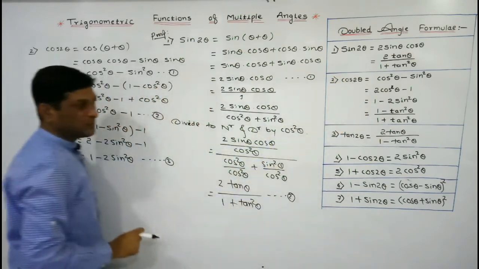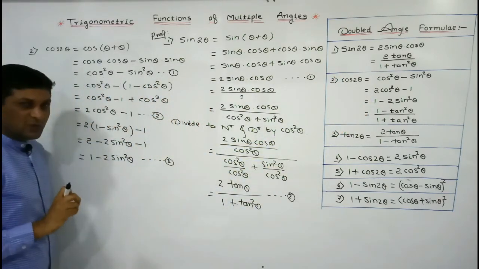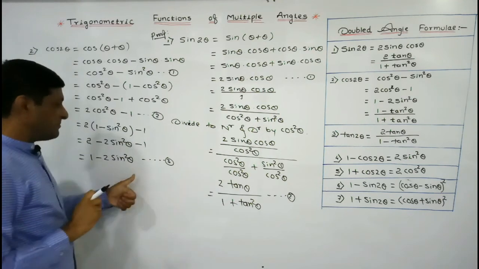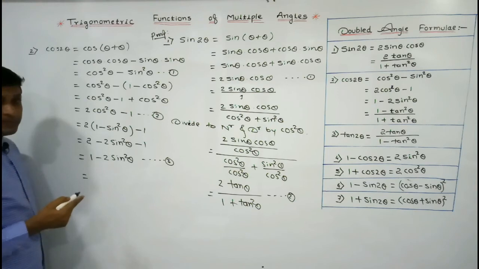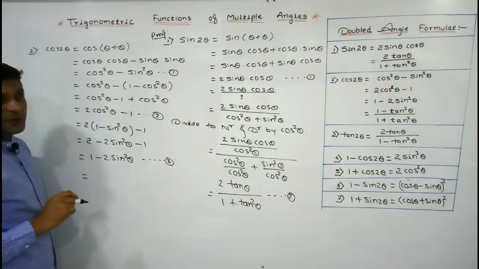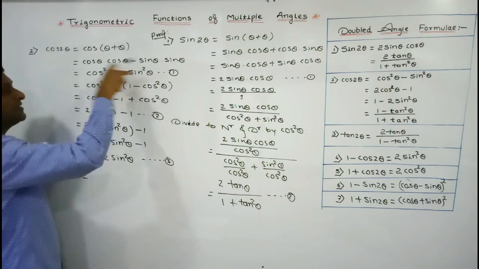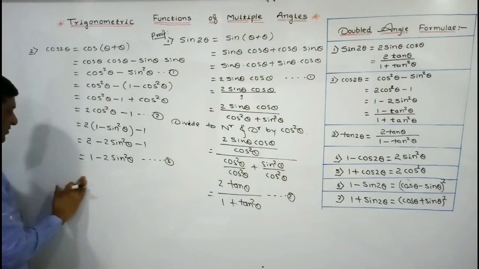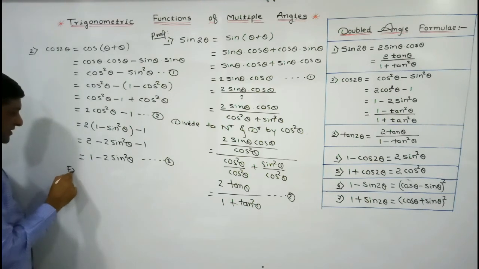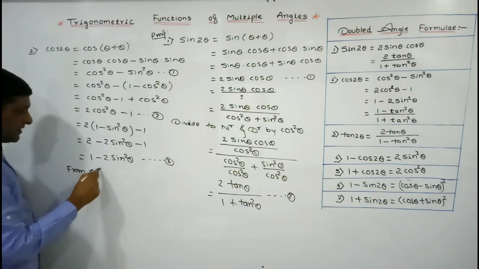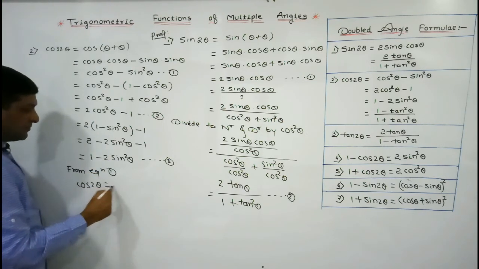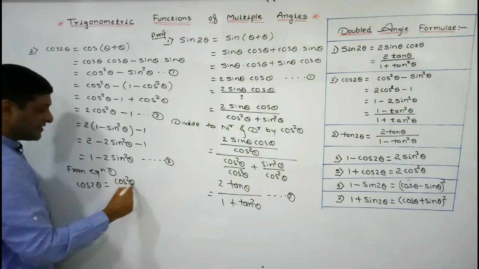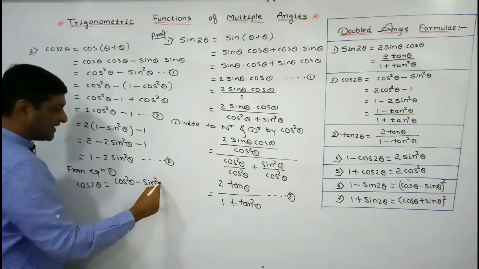Is 1 minus 2 sin square theta. In this way we have got our third required value, 1 minus 2 sin square theta. Now to prove the formula number 4th, we are making the use of equation first. So from equation first, see what result we are getting. From equation first, the value of cos 2 theta will be equal to cos square theta minus sin square theta.